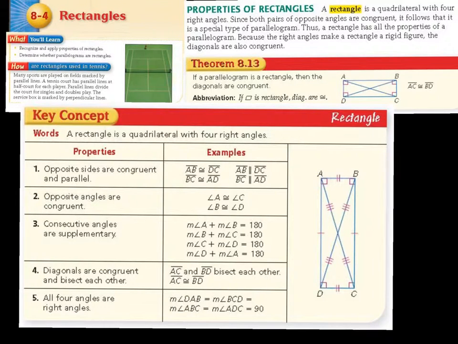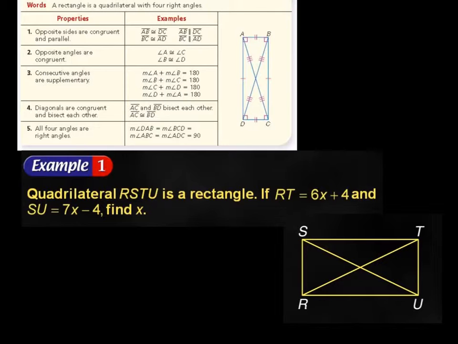Here we have a chart that summarizes everything you'd ever want to know about a rectangle. The definition: a rectangle is a quadrilateral with 4 right angles. And we just said for Theorem 8.13, opposite sides are congruent and parallel. Then using the properties of a parallelogram, opposite angles are congruent, consecutive angles are supplementary, diagonals are congruent and bisect each other, and all 4 angles have to be right angles, since if they're supplementary and one is 90, the next one's going to have to be 90 as well.